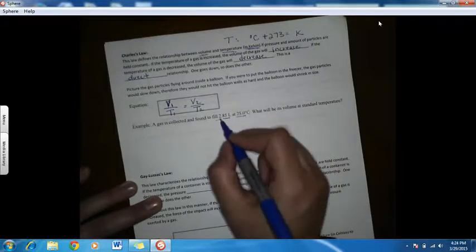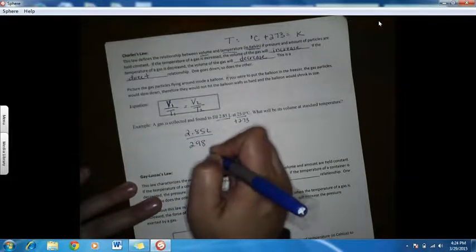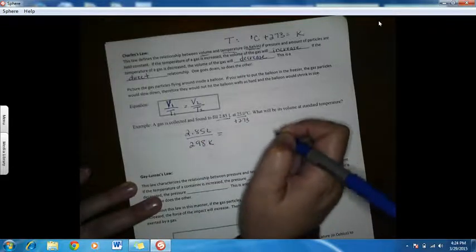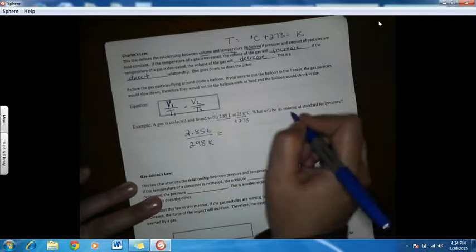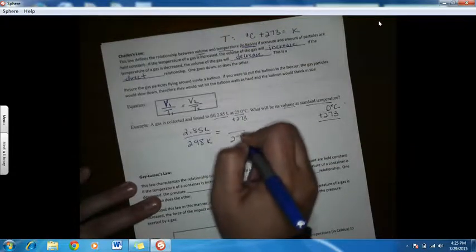So again, these are our initial conditions, our 1 values. So we'll have 2.85 liters over our temperature, which has to though be in Kelvin. So 25 plus 273 gives us 298 Kelvin. And then we get our what volume will be at standard temperature. Now standard temperature, if you recall, is 0 degrees Celsius, so in Kelvin that will be 273. Again, standard temperature is also listed in your reference packet. So we have 273 Kelvin and our unknown volume, V2.